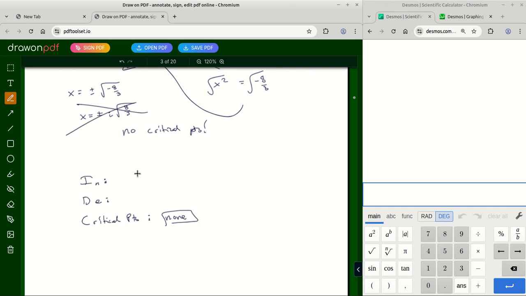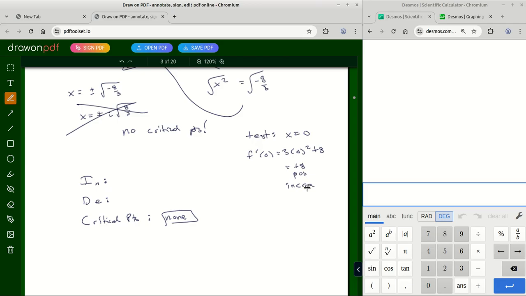But what about increasing and decreasing? Just because I have none of these doesn't mean it's necessarily this way or that way. What it is saying is that it won't change. So what we need to do is see if it's increasing or decreasing at all, and so I need to test a number. I'm going to test x equals 0 because it's so basic and easy, with my derivative. So that would be 3 times 0 squared plus 8, which is just a positive 8. But the key is that it's positive, which means it's increasing.